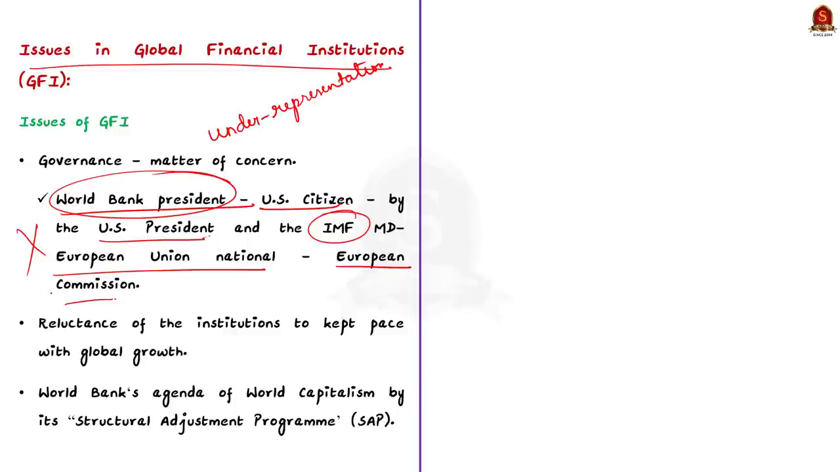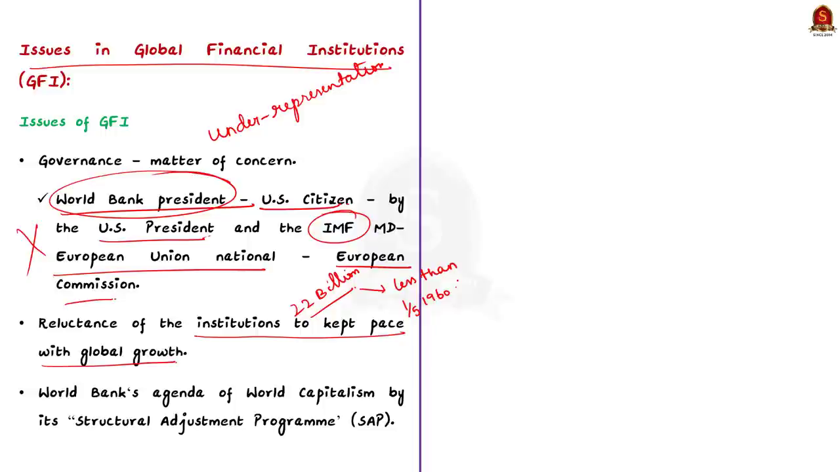The next is, these institutions do not keep pace with global growth. For example, the World Bank has 22 billion in paid up capital, which will be used for low interest loans and grants for development programs around the world. But the concern is, this money as a percentage of global GDP is less than one-fifth of the 1960 level.